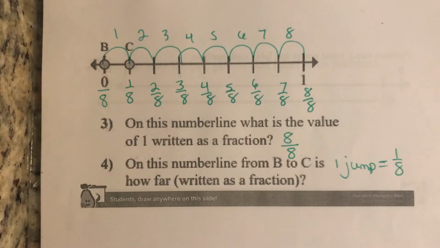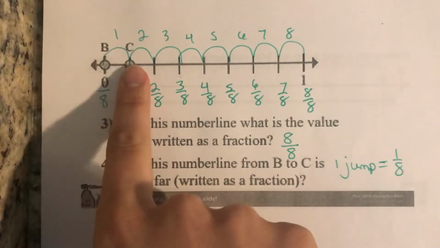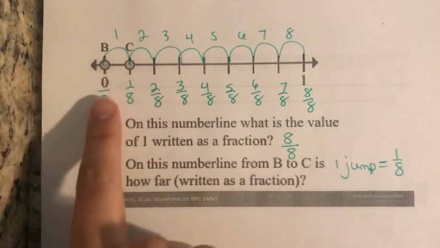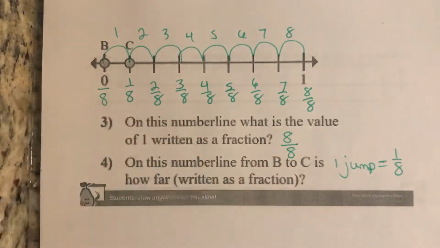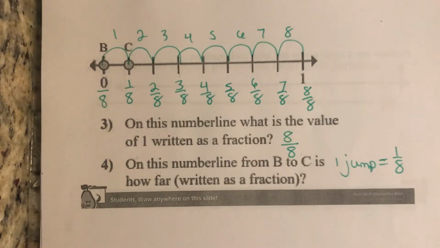Question 4, on this number line from B to C is how far written as a fraction? Well, to go from B to C is 1 jump. I'm changing from 0/8 to 1/8. So the answer is 1/8.